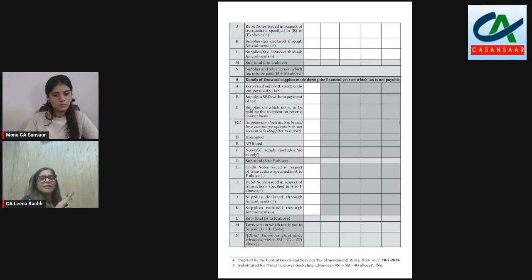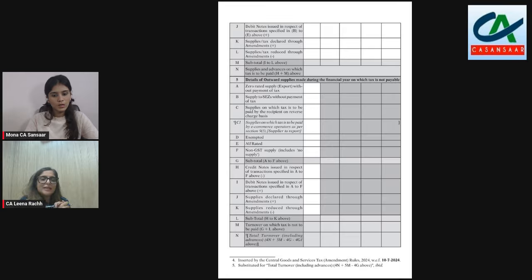And earlier, these were only emanating from 2B. Now, your GSTR 1A amendments were most of the times not included. Now, your auto-populated figures will also include your GSTR 1A amendments. So, these are the major changes that have been brought about in your GSTR 9.